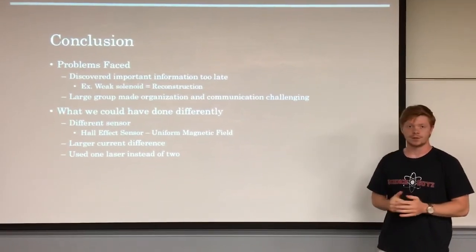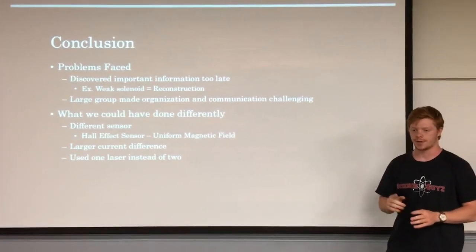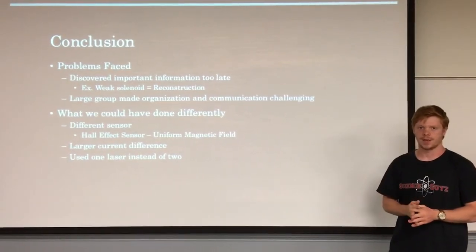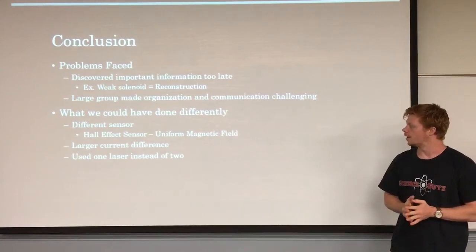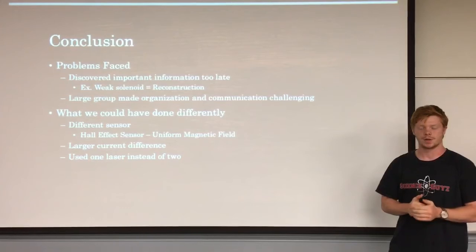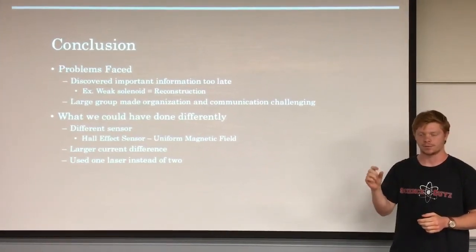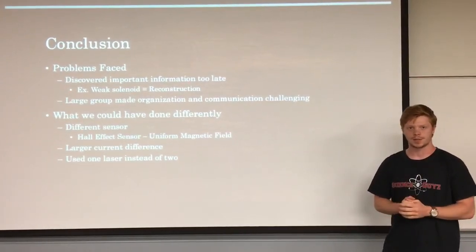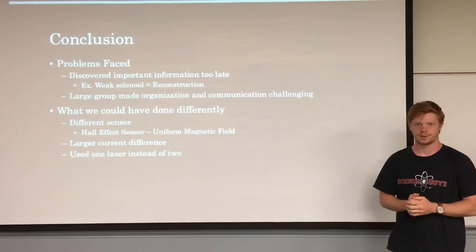Things we could have done differently: we could have tried a different sensor. We could have tried a Hall effect sensor with a more even solenoid that would have made measuring distance a little bit easier. And we need a larger current difference between when our bottom photodiode was blocked and when our top photodiode was blocked. Right now we currently have 0.2 amps, but we need probably more around 0.6 or 0.8 amps. And we could have used one laser instead of two lasers.